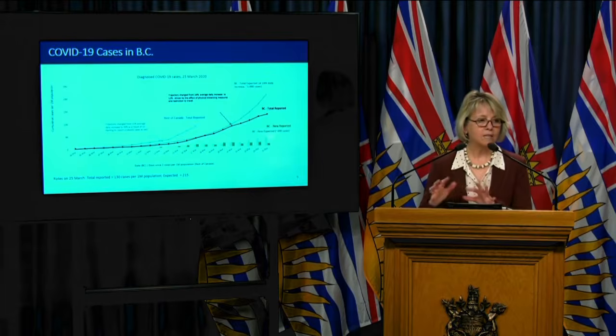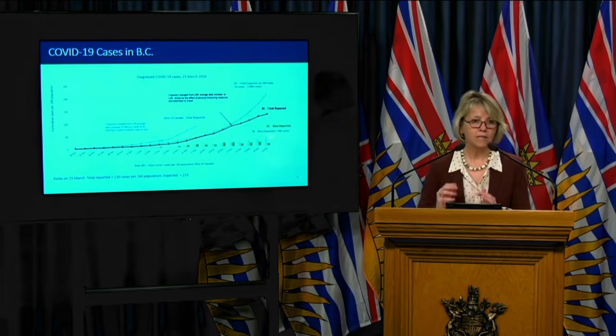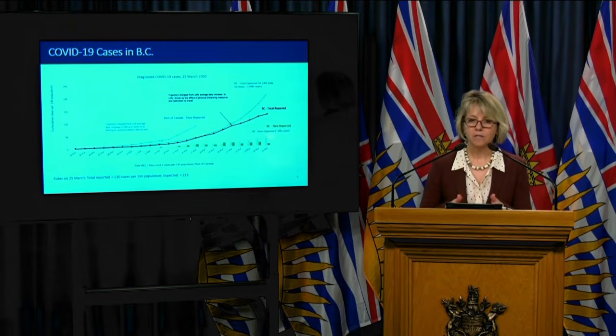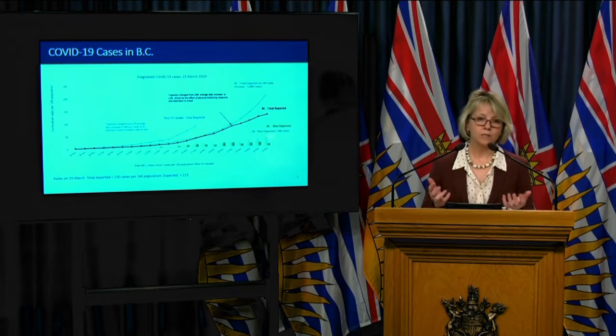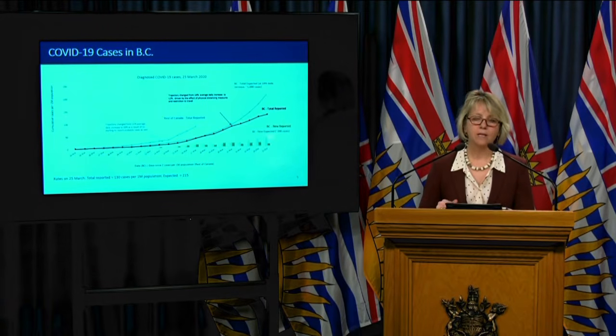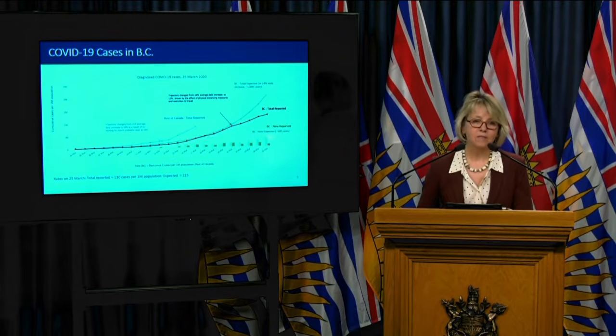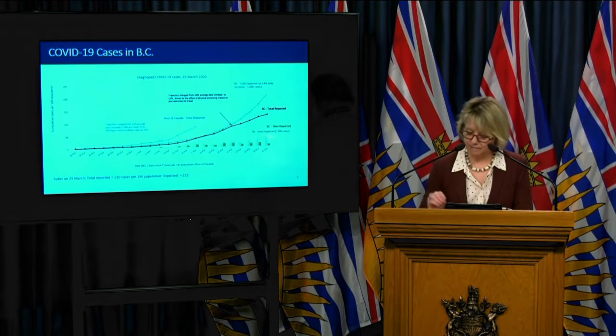But that modeling is still at a very early stage because we haven't, thankfully, had a lot of cases yet in BC, and we are still within the time frame of implementation of some of the broad social measures that we've all been impacted by in the last few weeks. So I'm going to walk through this slide in a little bit of detail so you understand what I've been looking at quite intently every day for the last number of weeks.